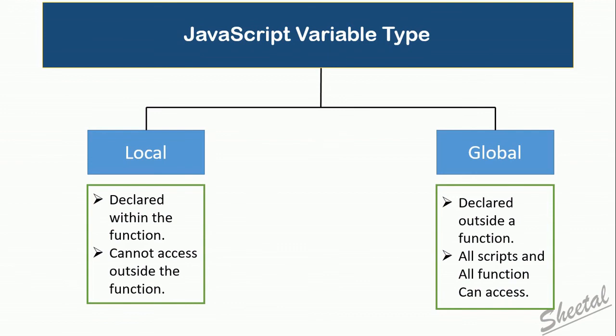Two types of variable in JavaScript. First is local and second is global. Local variable is declared within the function and we cannot access local variable outside the function. And global variable is declared outside the function and all scripts and functions can access it.